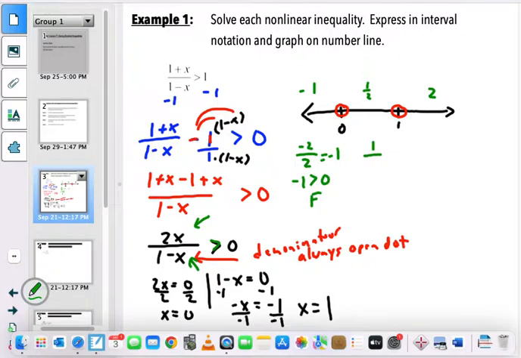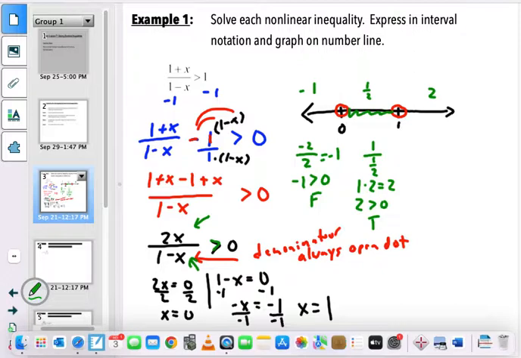1 minus a half is just a half. 1 divided by 1/2 is the same thing as multiplying by the reciprocal. Reciprocal of 1/2 is 2. 1 times 2 is 2. Is 2 greater than 0? Yes, that's true. So I'm going to shade in that section.